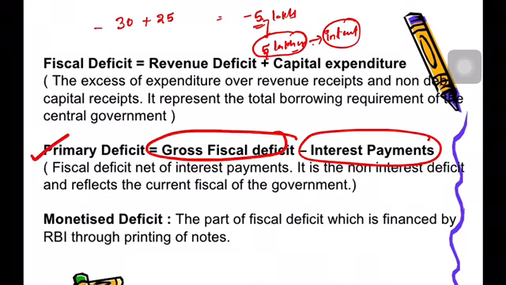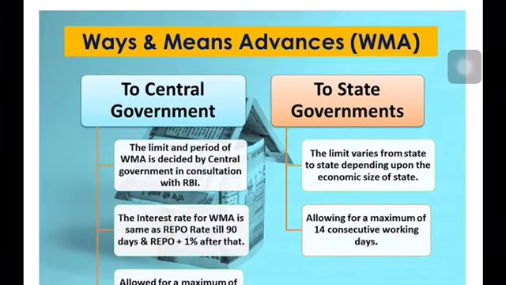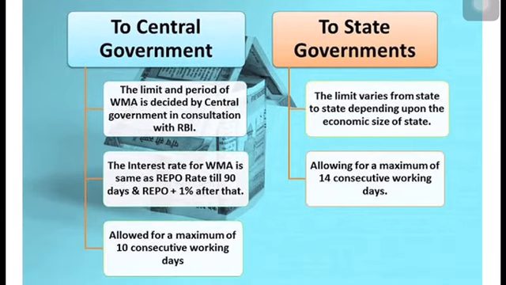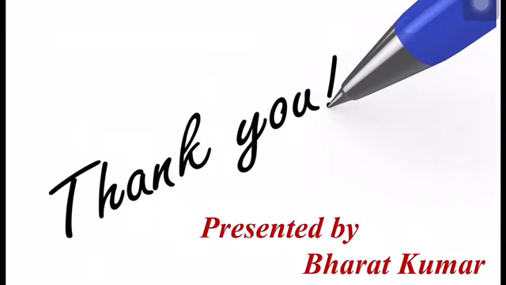If you compare the primary deficit and fiscal deficit, primary deficit is more relevant. Fiscal deficit only shows how much the government is borrowing. But the primary deficit tells you how much you are actually borrowing for this year without the interest payments for the previous years' loans. So that is called primary deficit. Monetized deficit, I have already explained. Apart from this, there are ways and means advances. What is the current trend or position with the government when it comes to taking loans? I will explain this in the next class.